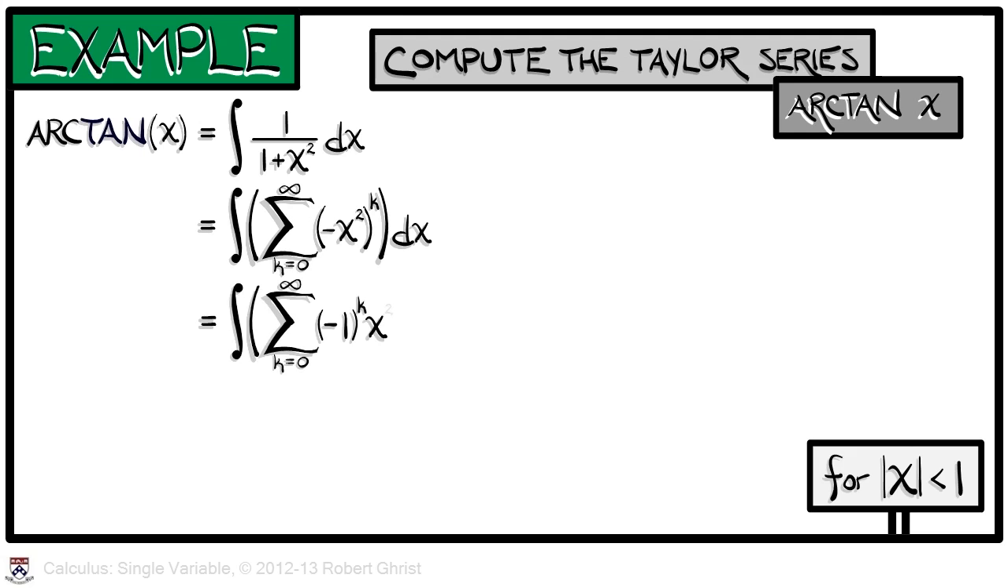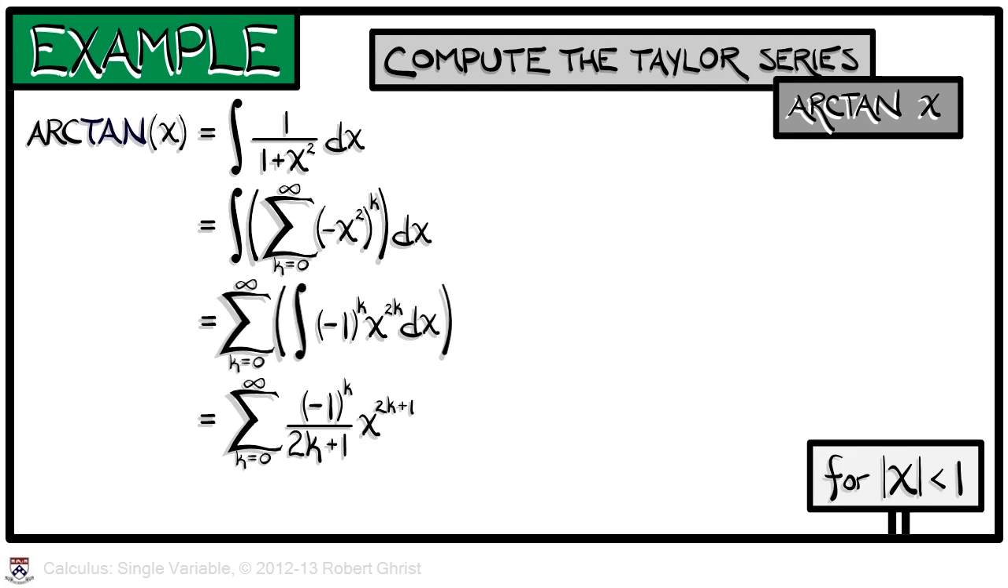as k goes from 0 to infinity. Again, by rearranging terms, doing a little bit of work here, we get the sum, k goes from 0 to infinity, of (-1)^k times the integral of x^(2k). That is x^(2k+1) over 2k+1. We have to deal with the constant of integration, but again, since arctan of 0 equals 0, it is irrelevant. We therefore obtain the Taylor series x minus x cubed over 3 plus x to the 5th over 5 minus x to the 7th over 7, etc.